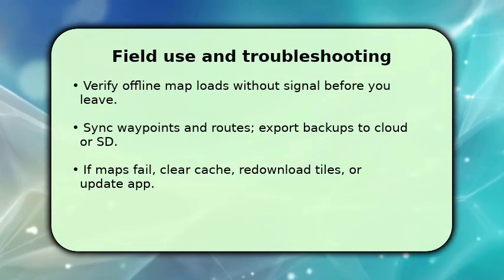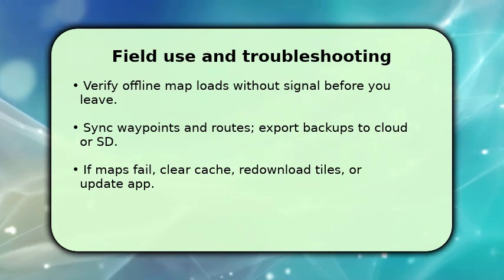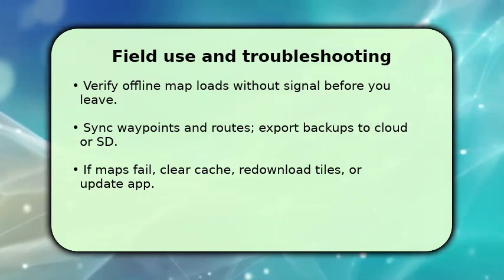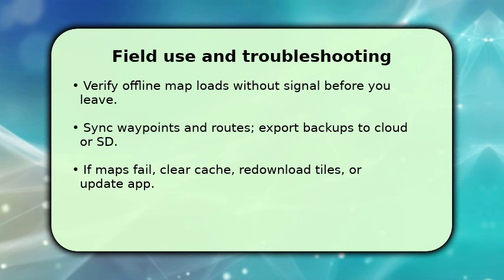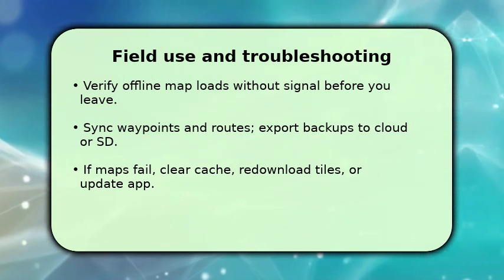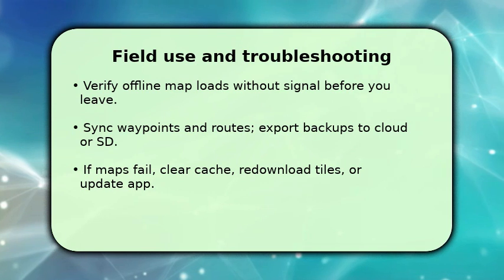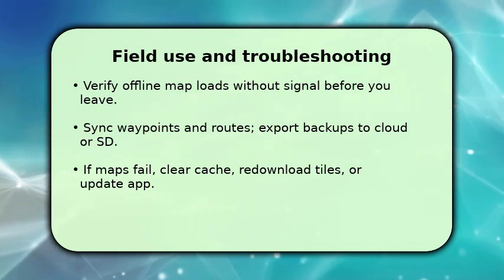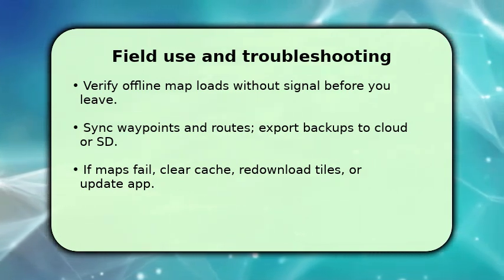Before heading out, test that the offline map loads with airplane mode engaged so you know it works without signal. Sync or export waypoints, tracks, and routes to cloud or SD card as a backup. This prevents data loss. In the field, use the saved maps and confirm GPS lock.